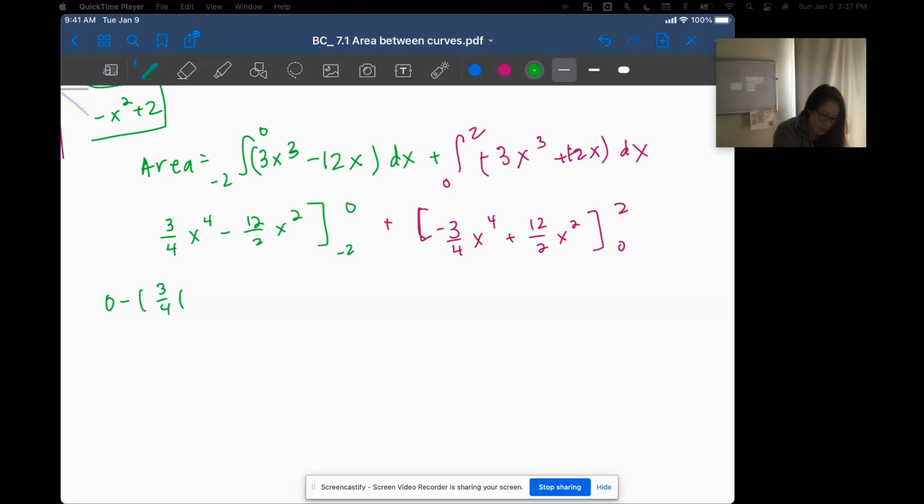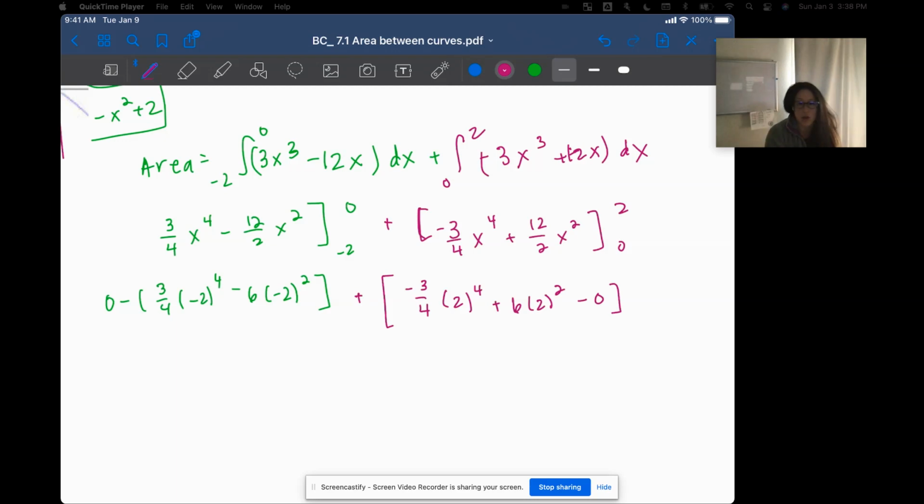3/4 times -2 to the fourth minus 6 times -2 squared, plus -3 over 4. Be really careful of all your parentheses. Times 2 to the fourth plus 6 times 2 squared. And then again, when I plug in 0, I'm just going to get 0, so I'll just subtract 0.